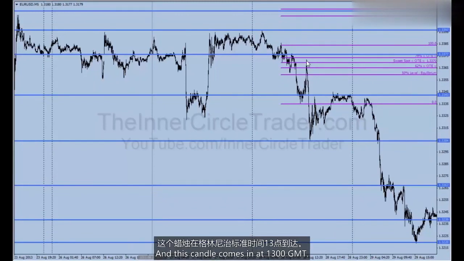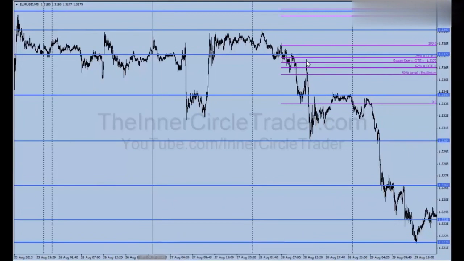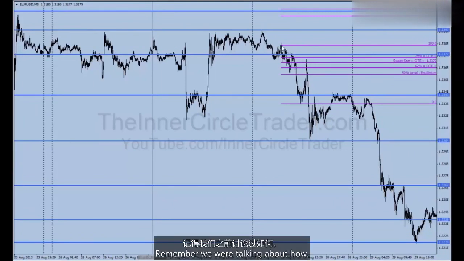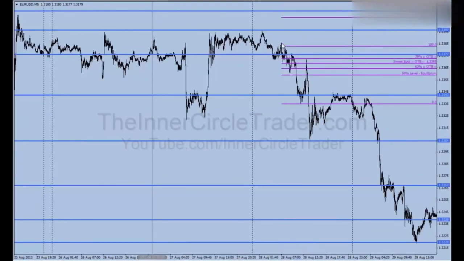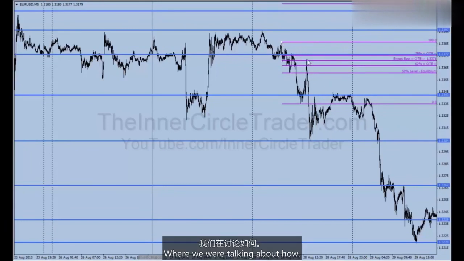And this candle comes in at 1300 GMT. That's New York Open. Remember, we were talking in the previous episodes about how we could see specific price moves unfold in the two largest trading sessions, that being London Open and New York Open. Those two sessions overlap. But uniformly inside of individual London and New York, there are particular price swings that take place, and we're going to discuss that later on in this video.